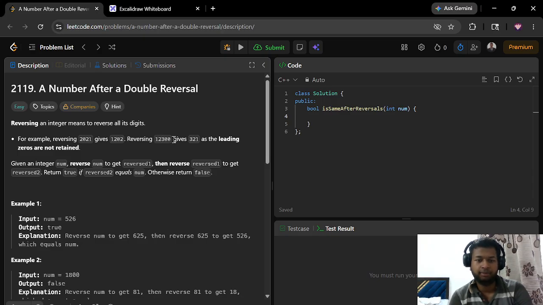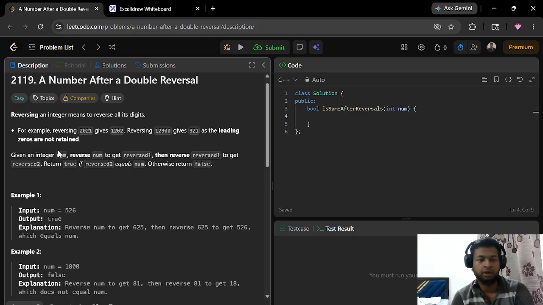Reversing 12300 gives 321 as the leading zeros are not retained. So what this is saying, after reversing 2021 gives 1202, but after reversing 12300 gives 321. Why 321? Because the leading zeros are not counted after reversing.